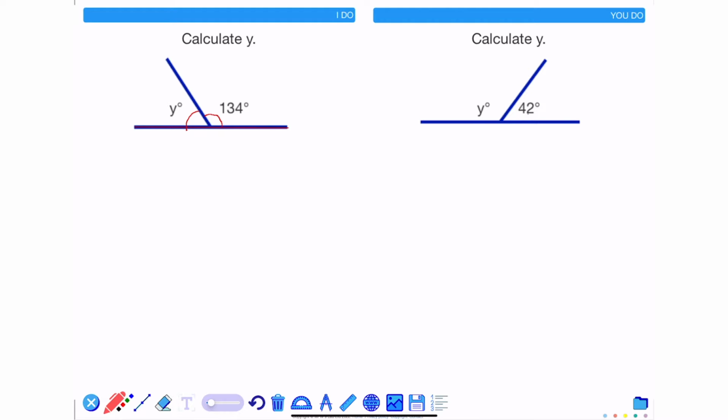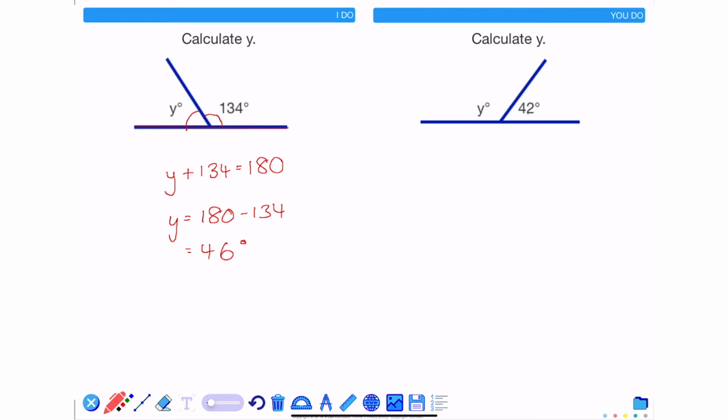Angles on a straight line add up to 180, so I know that y plus 134 is equal to 180 degrees. Working backwards, I can find out what y is equal to by taking 134 from 180. This leaves me 46, and that means that angle y is 46 degrees.